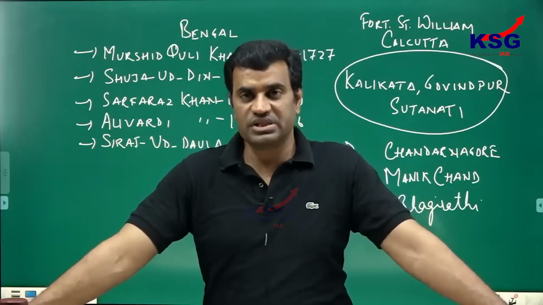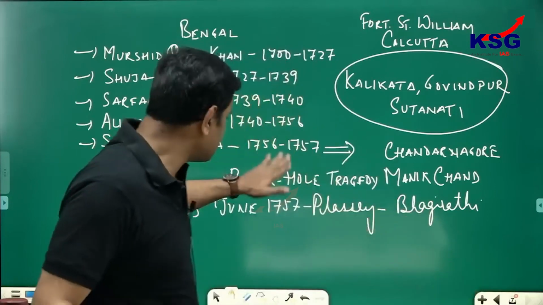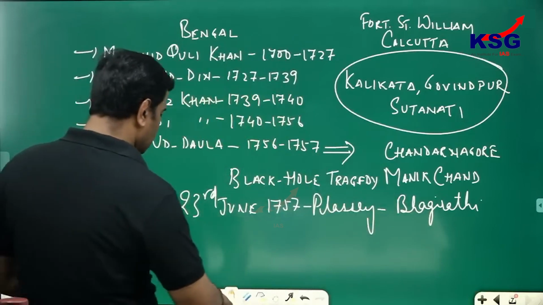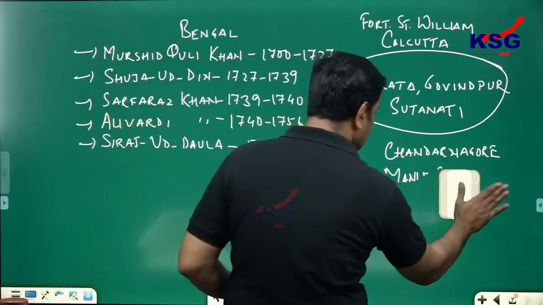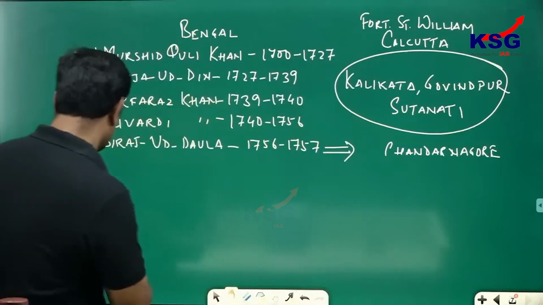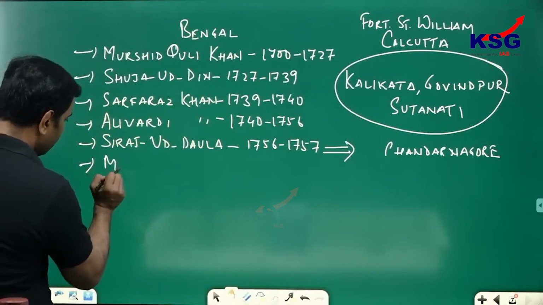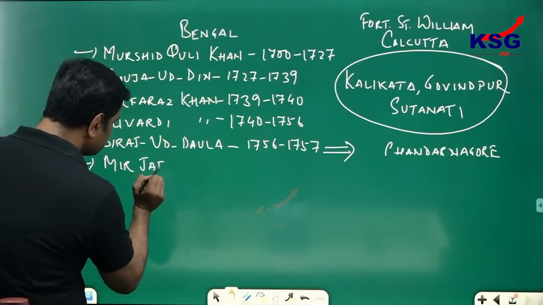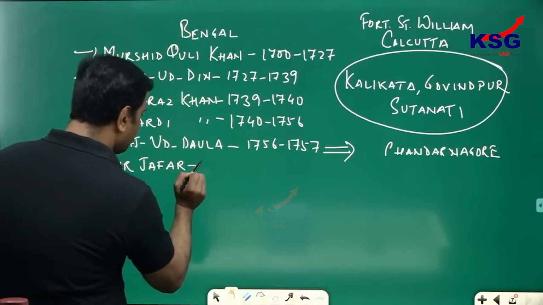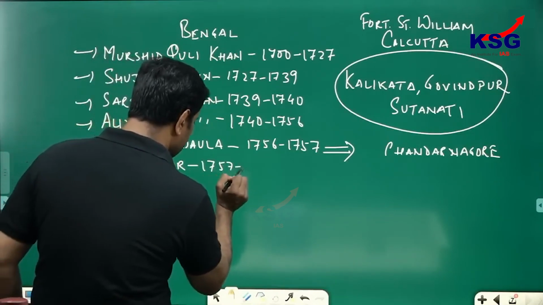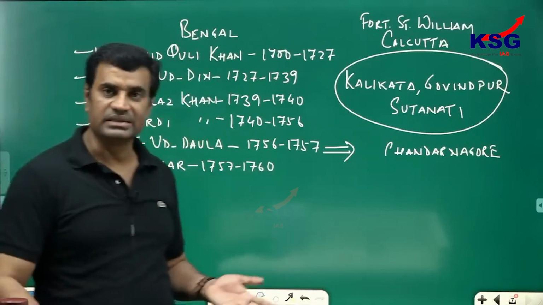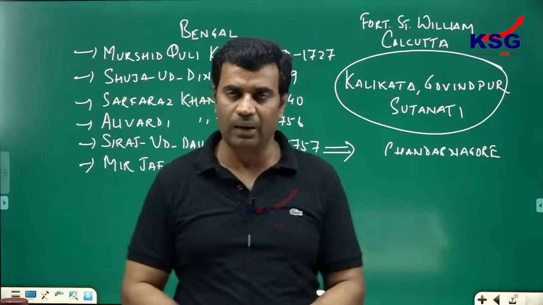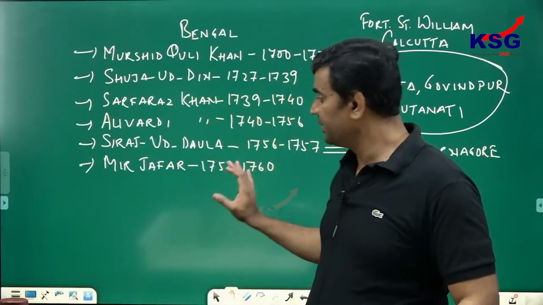Thereafter, Siraj-ud-Daulah was forced to step down from the throne, and the British appointed Mir Jafar to be the next Nawab of Bengal from 1757 till 1760. At this time, when Mir Jafar came to power, terms were dictated on Mir Jafar.